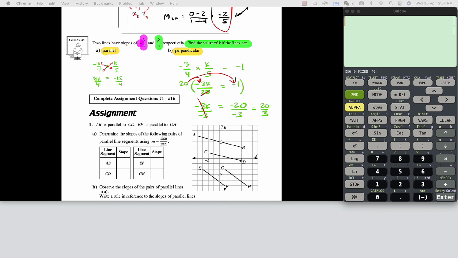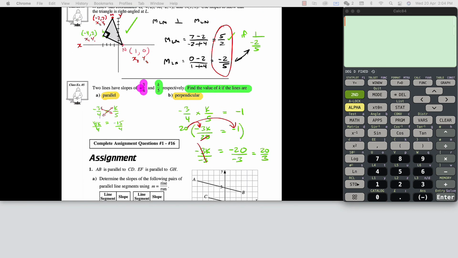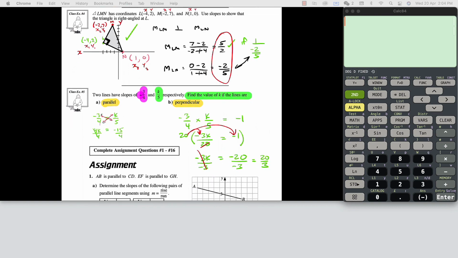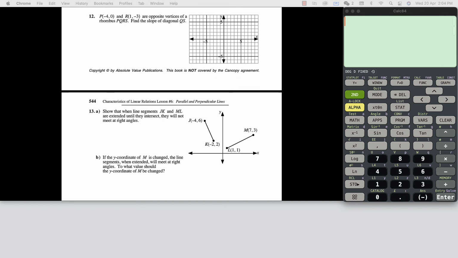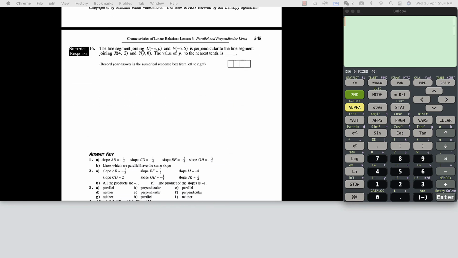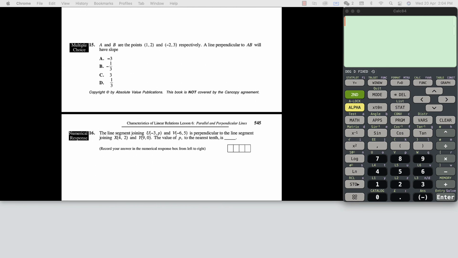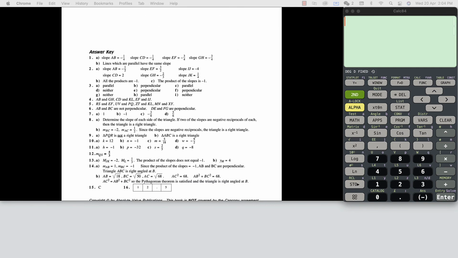Okay, that's it. So the assignment starts on this page, which is 540, and goes all the way down to looks like 545, and then the answers are on that page as well.